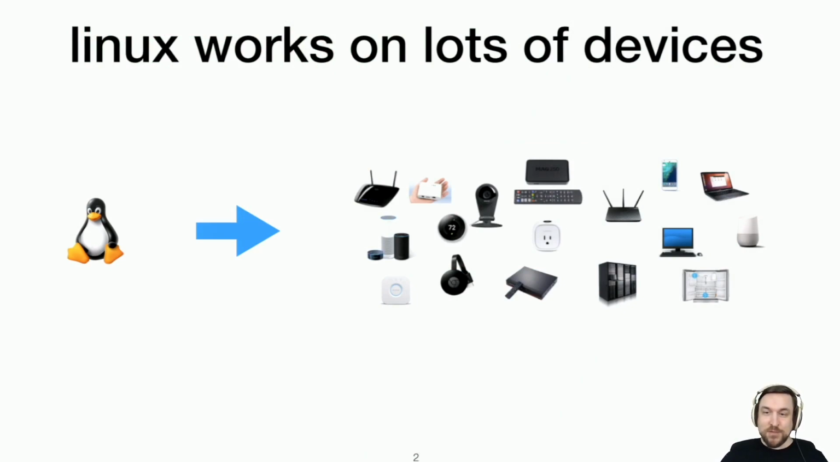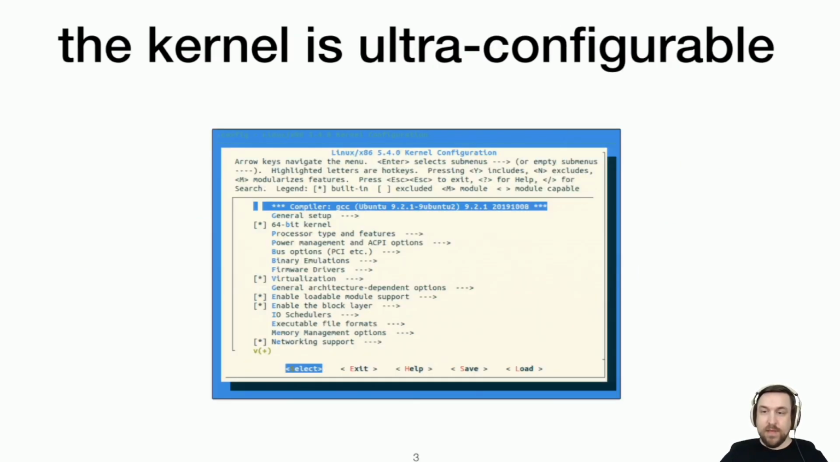The Linux kernel works on lots and lots of devices, billions around the world. Everything from routers, refrigerators, and mobile phones, all the way up to laptops, desktops, and data centers. And what facilitates this reuse is the kernel's enormous automated build and configuration system.